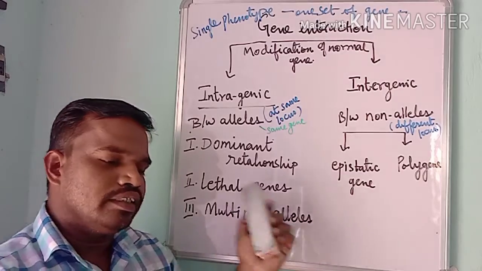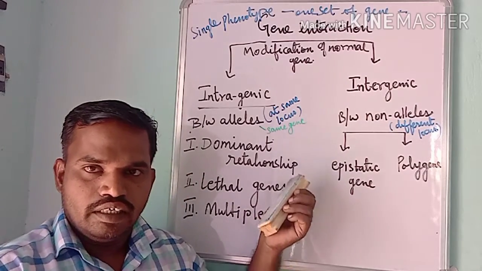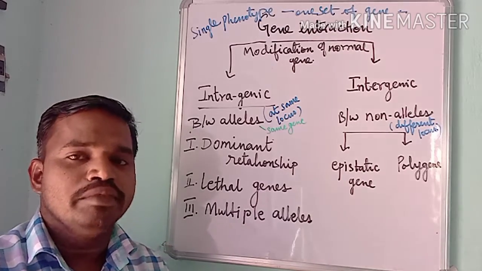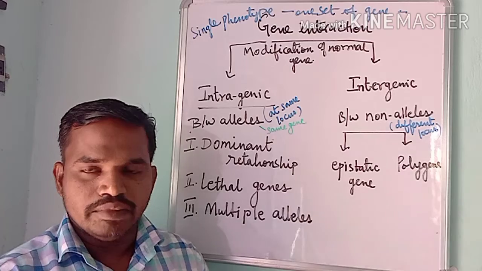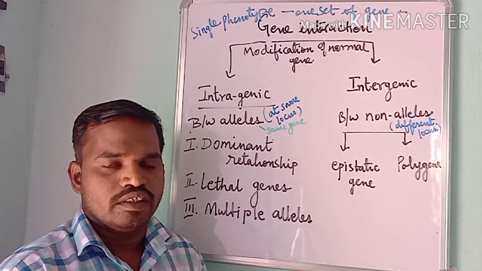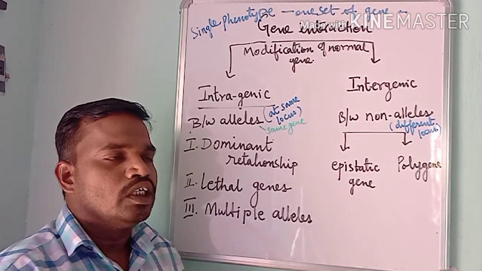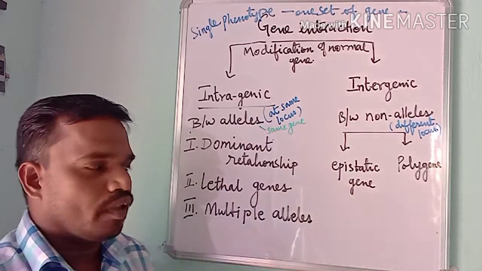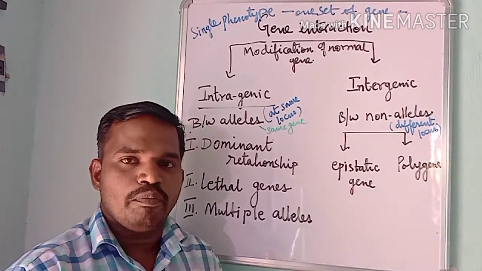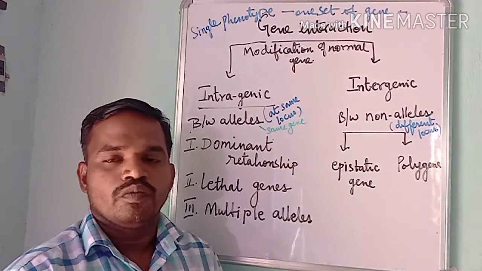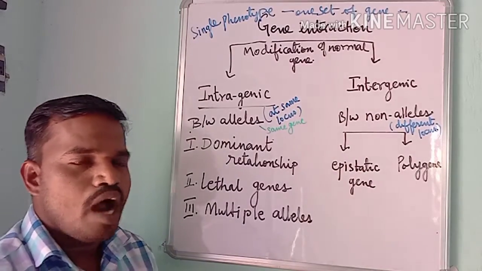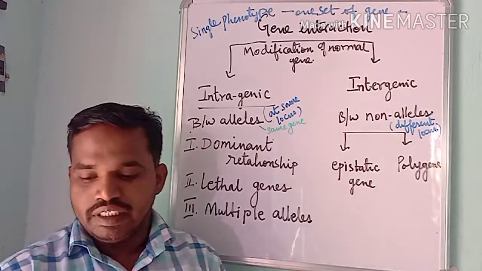What is an intragenic interaction? This interaction is between the two alleles of the same gene. That's an intragenic interaction. But the intergenic interaction happens between two non-allelic genes. Let's move on to the definition of gene interaction.